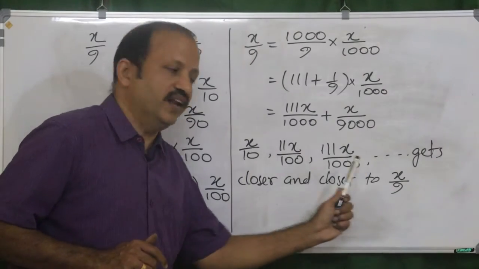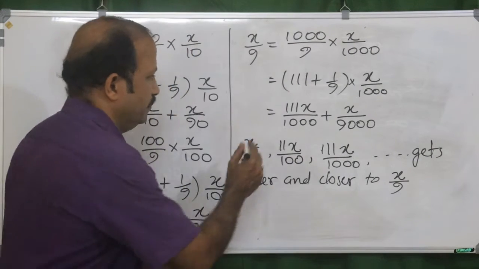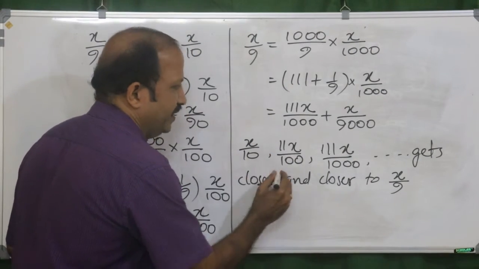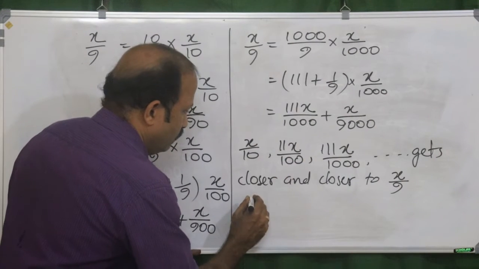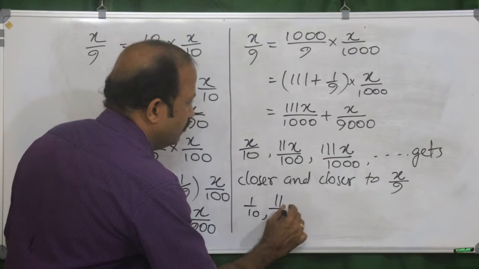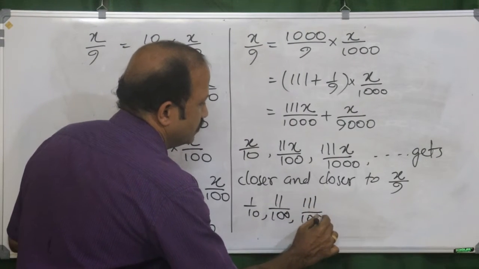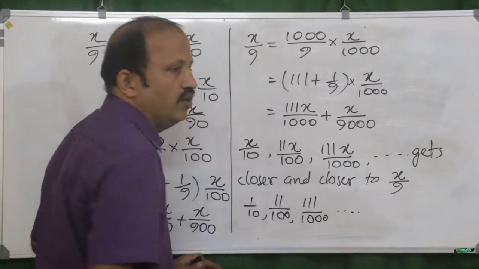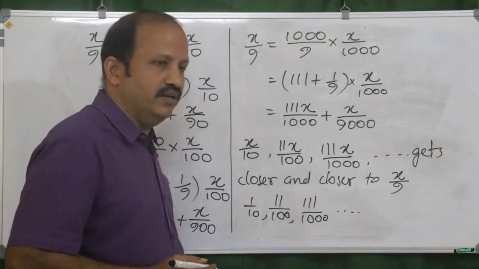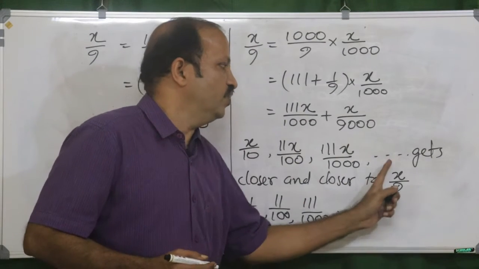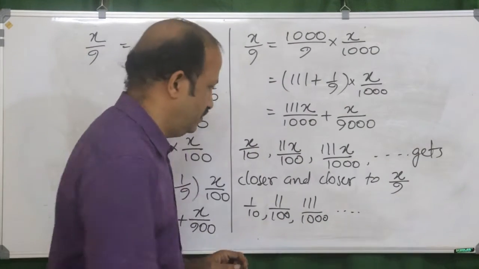Here every fraction has x, so in general what is the common term? Instead of that, 1 by 10, 11 by 100, 111 by 1000, etc of a number. x is a number. Of a number gets closer and closer to 1 by 9 of that number.